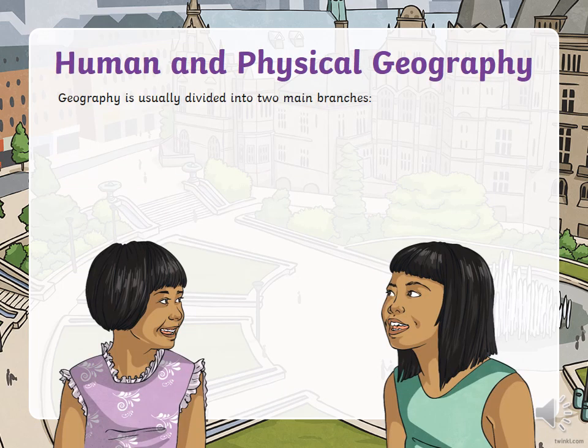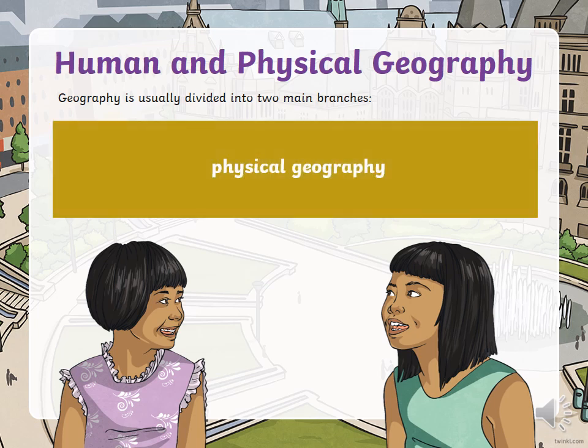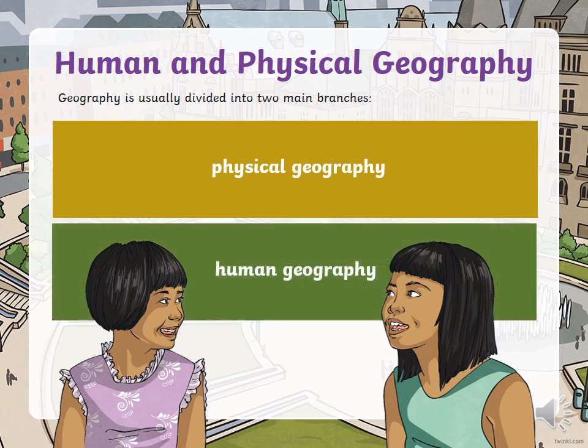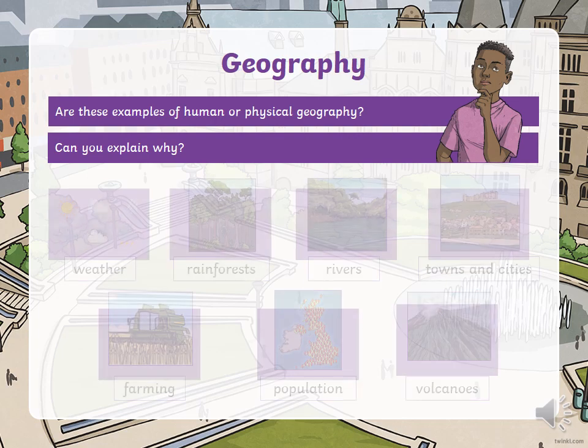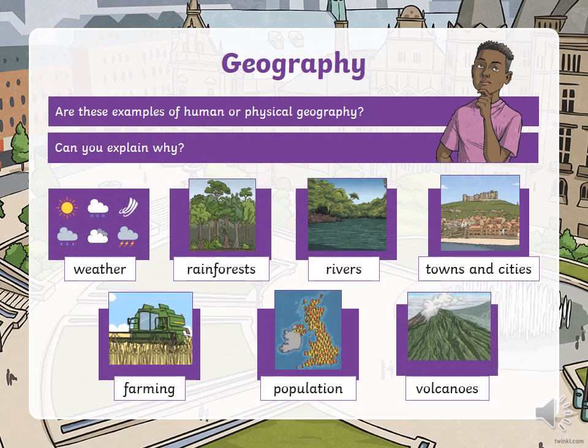Now, as I said at the start, geography is divided into two main areas. You can have human geography and you can have physical geography. So physical geography and human. Now, different examples, you might think, well, which of these? Are they done by humans or is that a physical feature? So weather is physical geography because it's something that is naturally occurring. So are rainforests, so are rivers, so are volcanoes. But towns and cities, farming and population would all be examples of human geography.